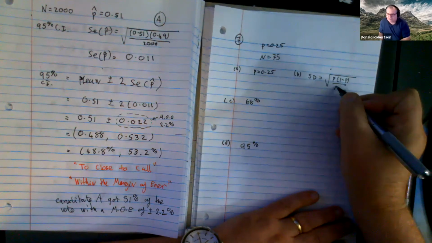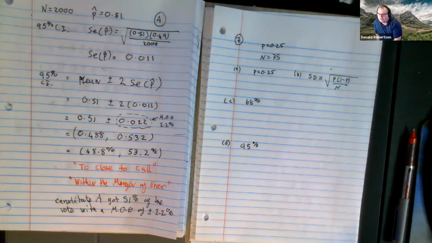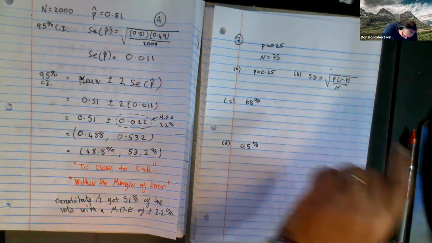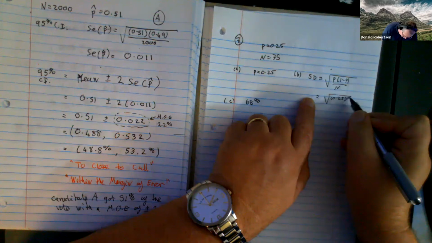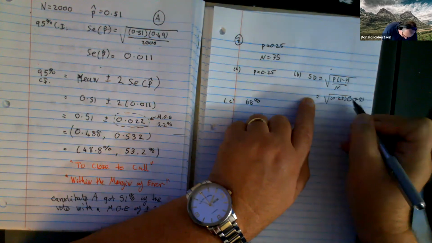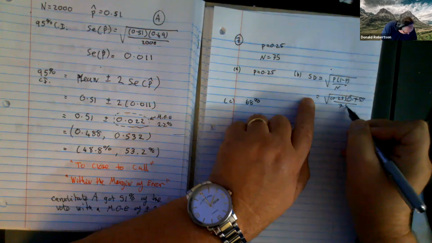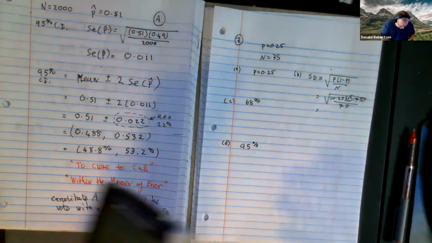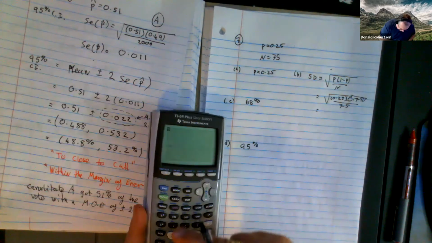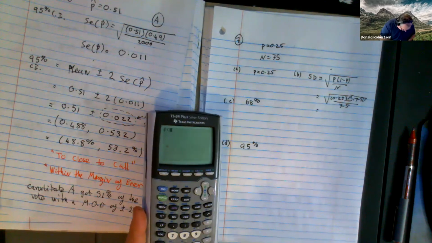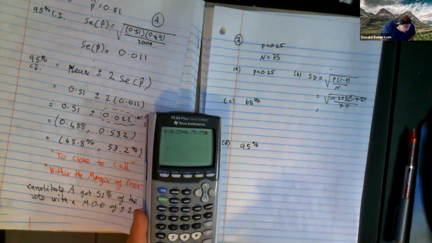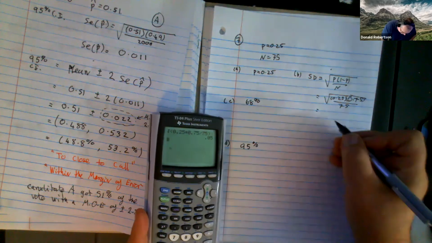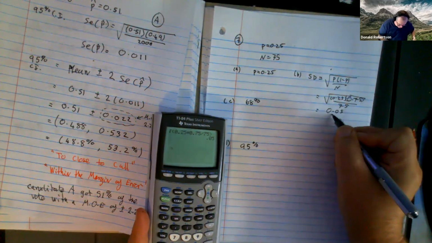Would you agree it doesn't really matter if it's called P or P hat? If you've only got one number, it has to be that number, right? So that's the guy I'm going to use, and it's going to be 0.25, 0.75 over 75. So square root of 0.25, 0.75 divided by 75. Oh, I guess they picked a nice number. That's what they were up to.